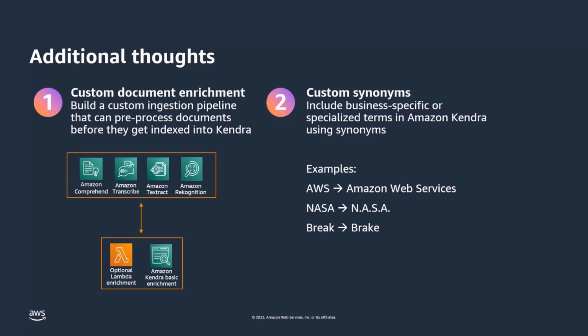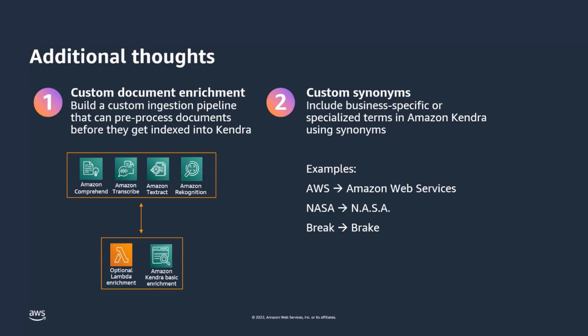And second is custom synonyms. If you also do have specific business acronyms or abbreviations within your organization that you would like to correct with Amazon Kendra, you can use custom synonyms. As an example, if you have a user wanting to search for AWS or Amazon Web Services, and you want them to get the same results, we support this through custom synonyms.